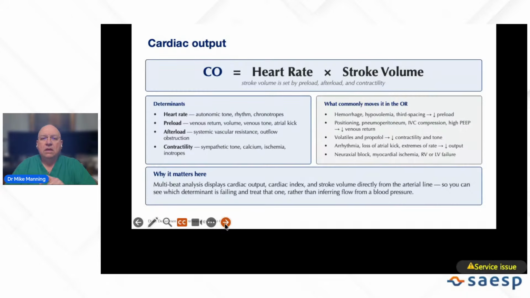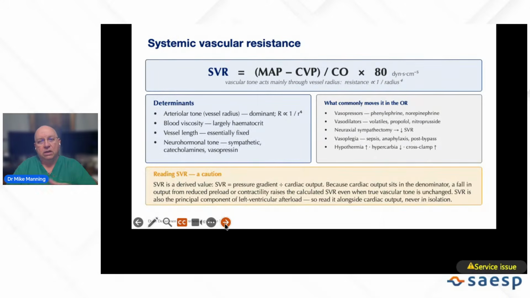And multi-beat analysis, such as the Argos system delivers, allows you to display cardiac output and cardiac index and stroke volume directly from arterial lines that you place. So you can really see which determinant is failing and where you can intervene on low blood pressure a little bit more accurately. The other equation I use a lot is the systemic vascular resistance. Now, most of us all remember this and have memorized this for our exams, but rarely do we, I think, reflect back on that during episodes of hypotension in the OR.